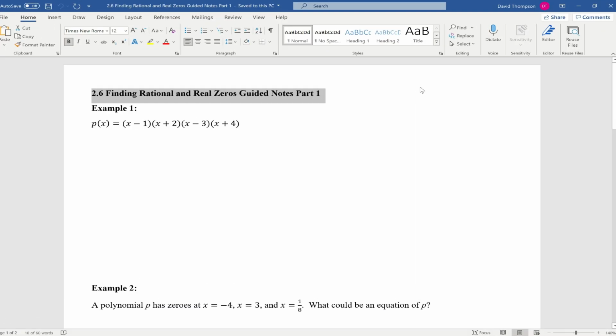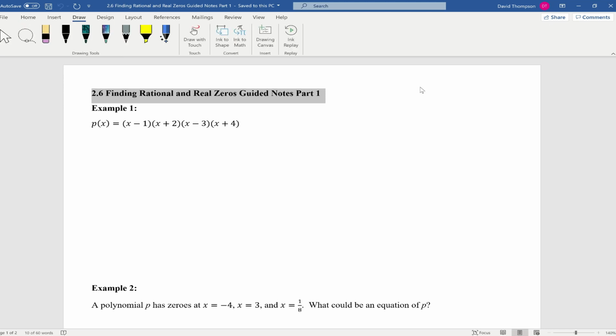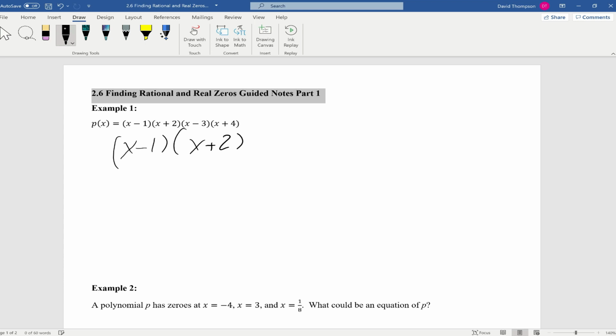We're going to talk about finding rational and real zeros. First example, we're given p of x equals (x minus 1)(x plus 2)(x minus 3)(x plus 4). So what we're going to do, we're just going to set this p of x equal to 0. So we say (x minus 1)(x plus 2)(x minus 3)(x plus 4) equals 0. So what we're going to do is we're going to set each piece equal to 0.